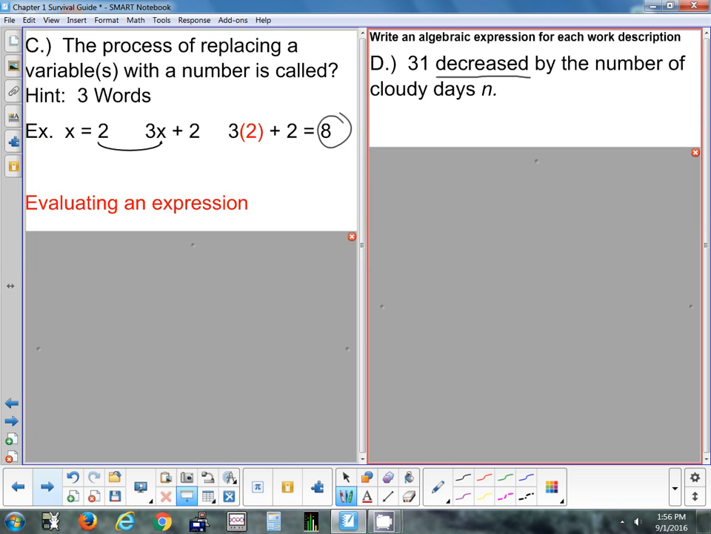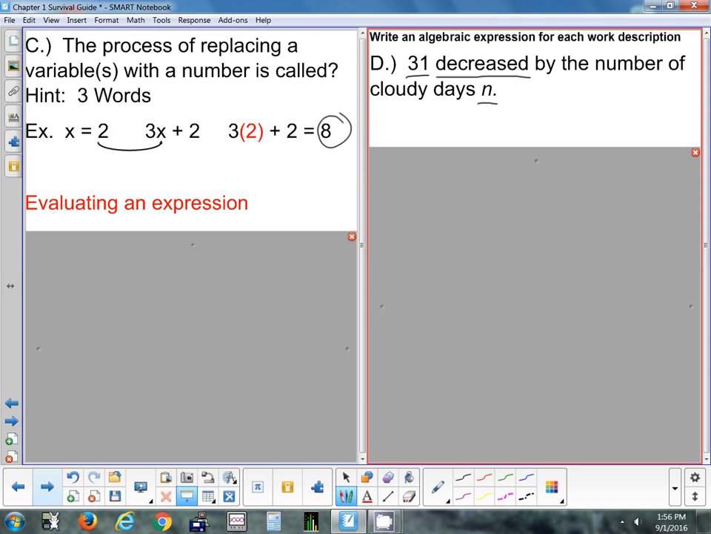Anything else there that's important? It's probably going to appear in our answer somewhere. How about Bailey? N. Yep, N is definitely going to appear in our answer. And one more thing that's important. Number of is there, but it's not something that's super important. What else do you think is important? 31. Yeah, I like that. So 31 decreased by n.